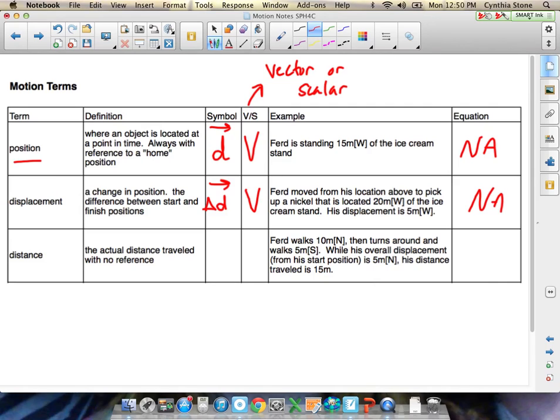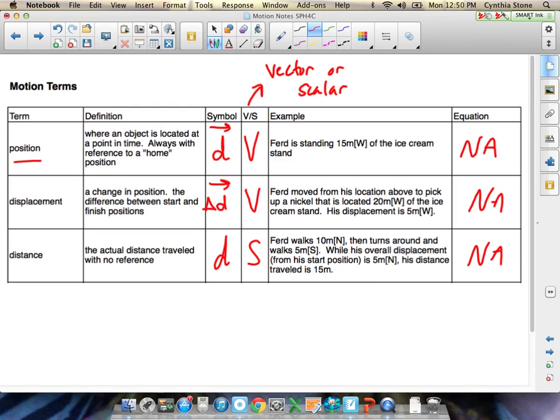Distance is the distance that is traveled by some object. It has no reference at all. Its symbol is just a d, and it is S for scalar. So in this case, we say Ferd walks 10 meters north. He turns around and walks 5 meters south. His overall displacement from his start position is 5 meters north, because he ended up 5 meters north of where he started. But his distance traveled is the whole thing. It's 15. His distance is 15 meters. And again, there's not really a formula for that.